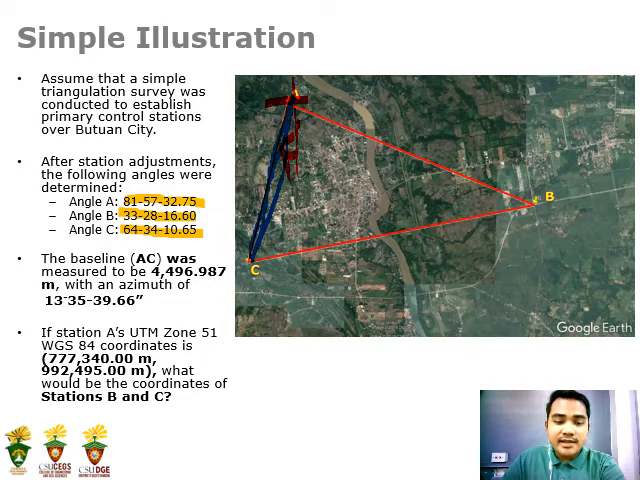39.66 rather. If station A is at UTM zone 51 WGS 84 coordinates, its national coordinates are 777,340 meters, 992,495 meters, what would be the coordinates of station B and C? Ang ipangita is ang coordinates sa station B and coordinates sa station C.